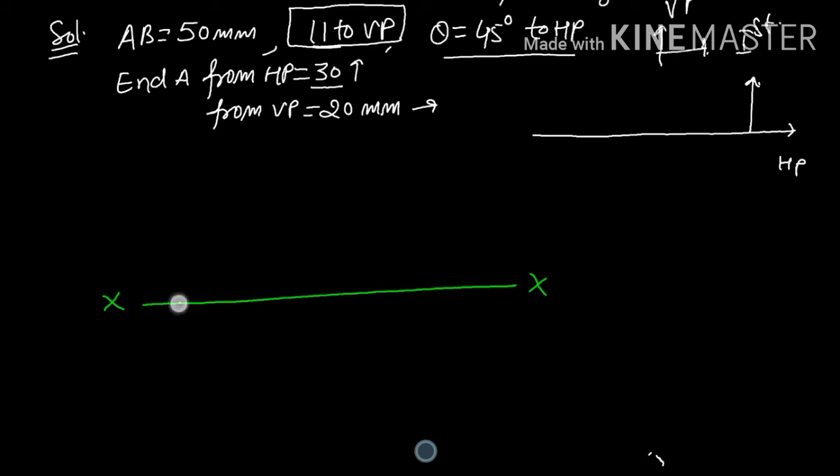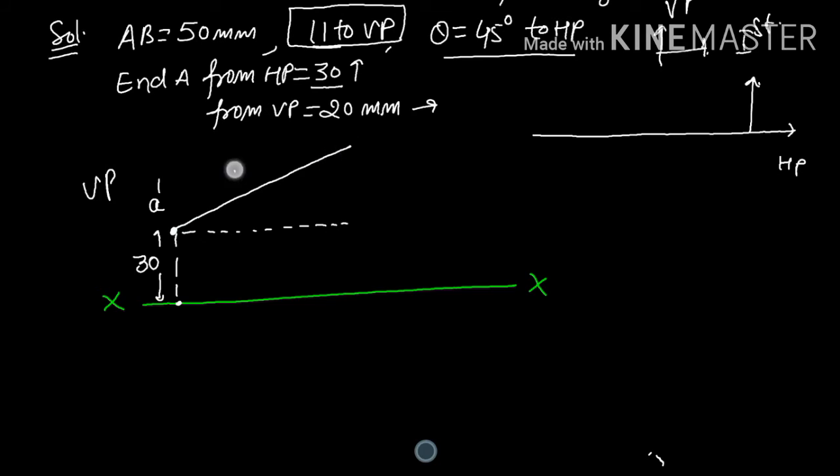So, straightforward, choose any point. Go 30 mm above. Mark your initial point of the line, A dash, as VP is above the line. Now from this point draw a dotted line and mark a line of 50 mm length at an angle of 45 degrees by measuring 45. So this is my B dash, the projection of B dash.